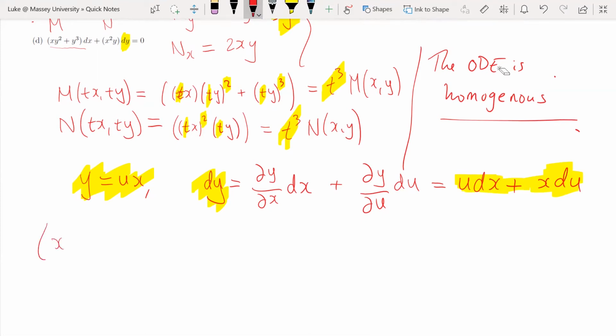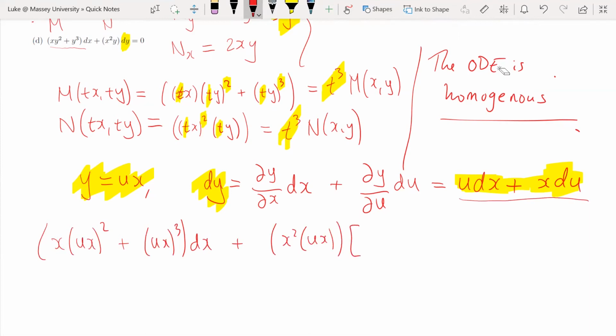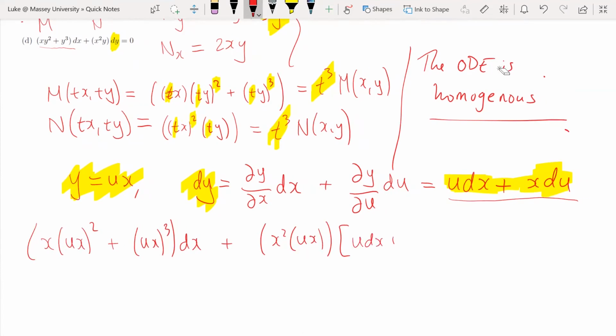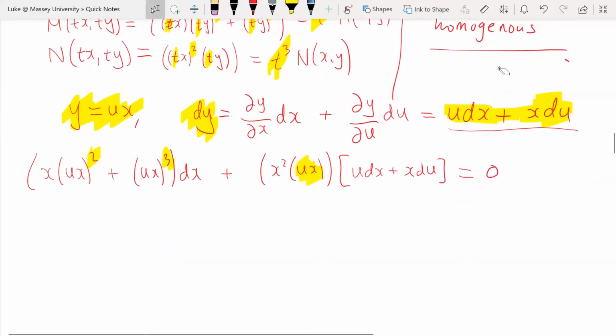Okay, so I get x times y squared, so now it's u x squared, plus y cubed, so that's u x cubed, times dx, plus x squared times y, so that's u x times dy now. So dy is now this thing, u times dx plus x times du. And that whole thing is still equal to 0. Okay, so I have a lot of common factors here. So let's divide through by this common factor u times x, because I have a u times x here, I have 3 of them here, and I have 2 of them here.